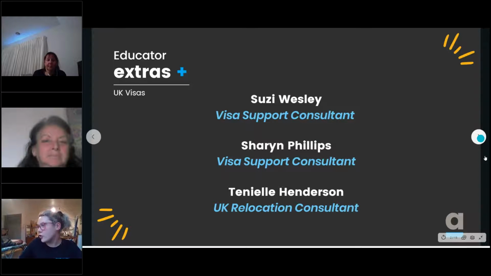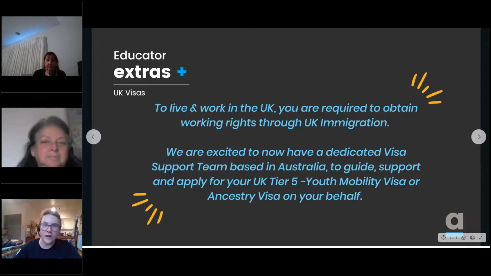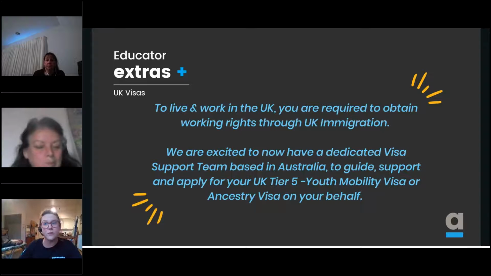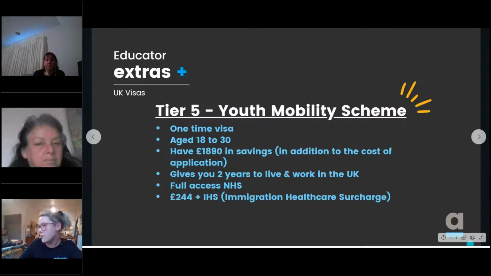Lovely. So if you're not already aware or you haven't looked into visas or living and working in the UK yet, to live and work in the UK, you need to get working rights. And that's usually through a visa, unless you have a British passport or currently an EU passport. So most of the educators that we work with apply for a youth mobility visa, which we'll run through, or an Ancestry Visa is another common one that we support with as well. So we'll just talk you through those options.